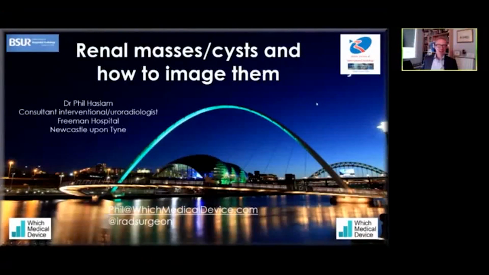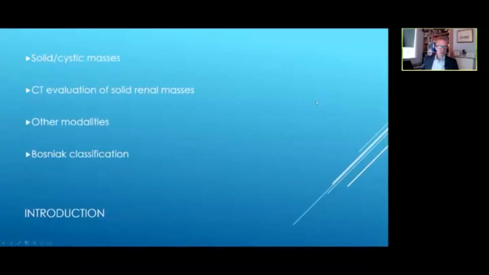So I'm going to be talking about renal masses and cysts and how you classify them and analyse them. We come across a lot of these, and the thing to decide, first of all, is it a solid or is it a cystic mass? I'm going to talk about the CT evaluation of solid renal masses. I'm going to talk about other modalities, and if we've got time, we'll go into the Bosniak classification.